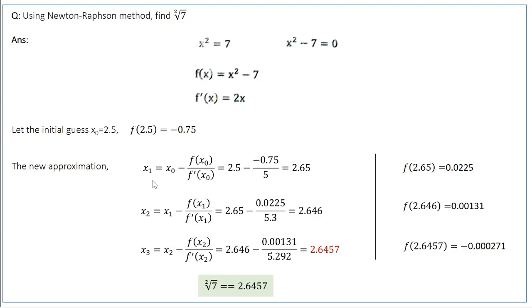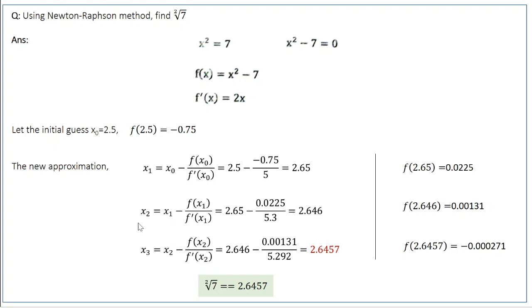I claim that x1 is a better approximation compared to x0. How do I know this is actually true? You can find the value of the function at these 2 points. So I know f of 2.5 is minus 0.75. Same way I calculate f of 2.65. So you get the value 0.0225. So compared to minus 0.75, 0.0225 is closer to 0. So that's why I said x1 is a better approximation compared to x0. Still, I am far away from 0, right? I am not quite near 0.